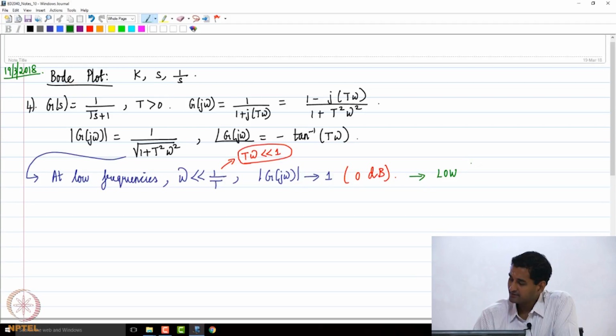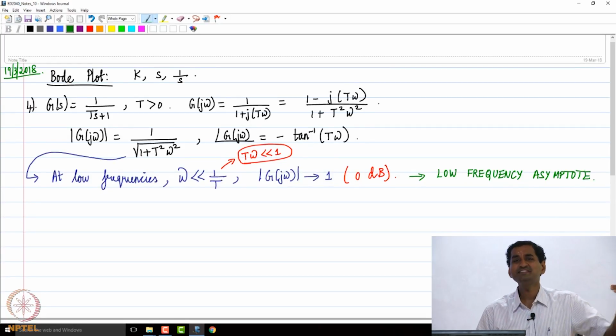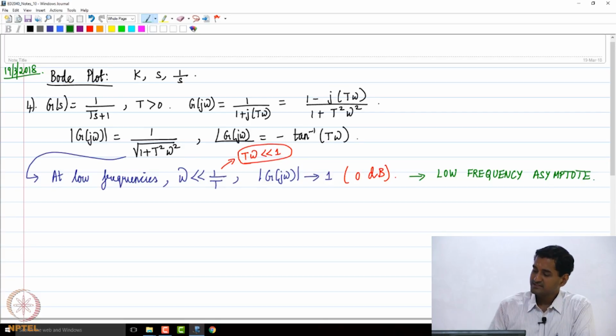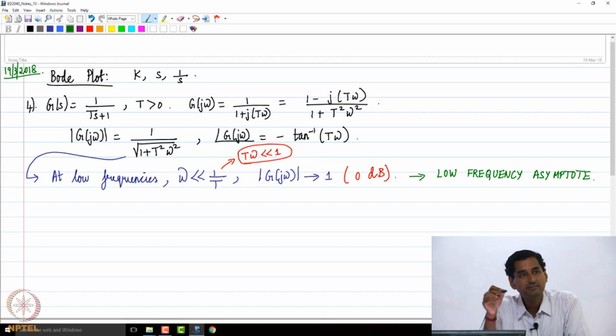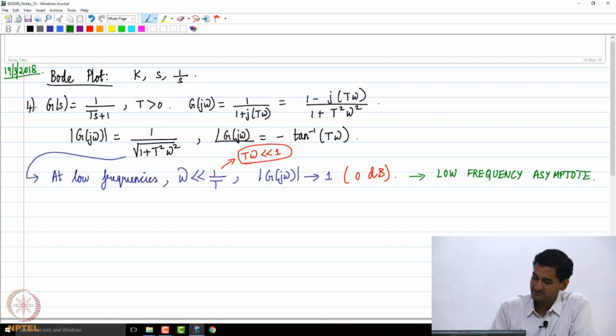value or locus is going to be denoted as the low frequency asymptote, okay? So this is what is called a low frequency asymptote. See, why is it called that? Because it tends to this value, right, as omega is very, very small at low frequencies, right? So that's why the 0 decibel line in the magnitude plot is called the low frequency asymptote.